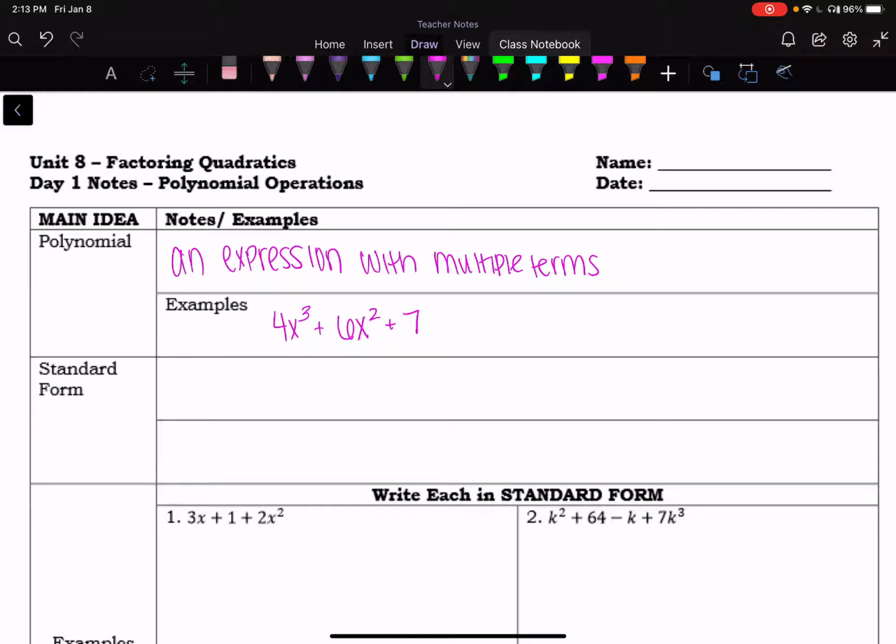Next, we need to define standard form. Standard form is how a polynomial is organized. We organize a polynomial from highest exponent to lowest exponent.